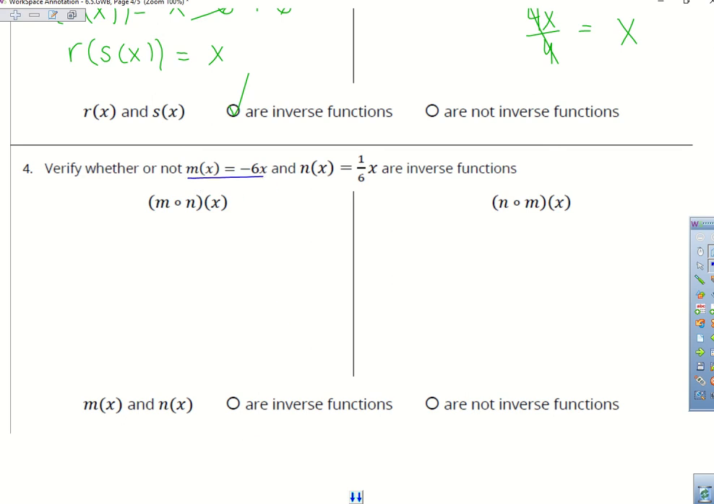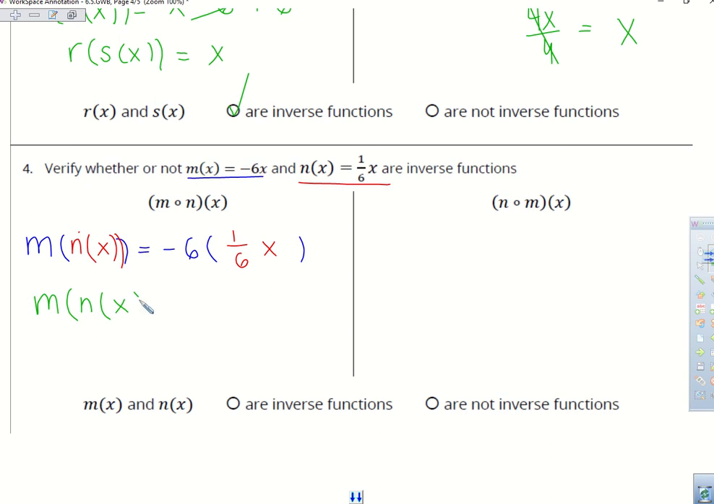So for number 4, once again I will color code. We're going to rewrite the m of x function, but again I leave my x blank, and when it's just a plain x like that, you have to put parentheses there. In that function is going to go the n of x function, which is 1/6 x. What is 1/6 times negative 6? Negative 1. So negative 1x, is that the same as regular x? No. So are these inverses? No.